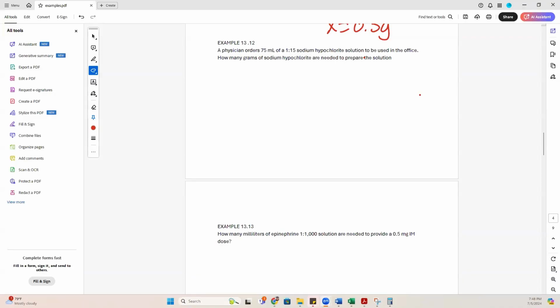Example 13.12. A physician orders 75 ml of a 1 to 15 sodium hypochlorite solution to be used in the office. How many grams of sodium hypochlorite are needed to prepare the solution? So we have our 1 to 15 solution, which means it's 1 gram over 15 ml. And we need to provide 75 ml. How many grams is that?